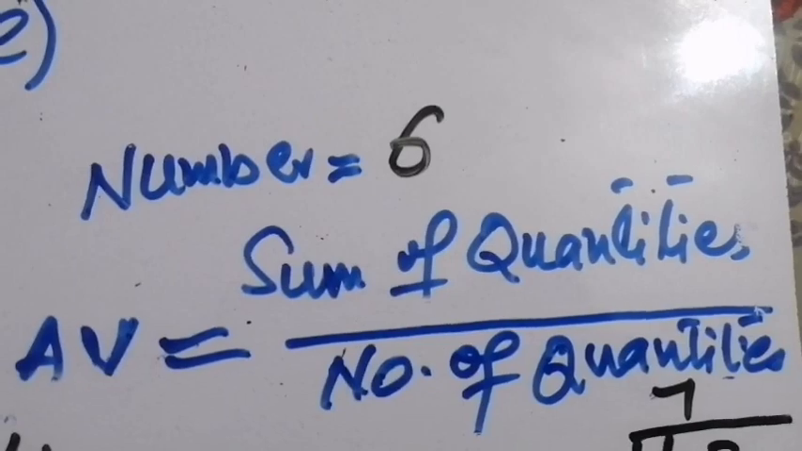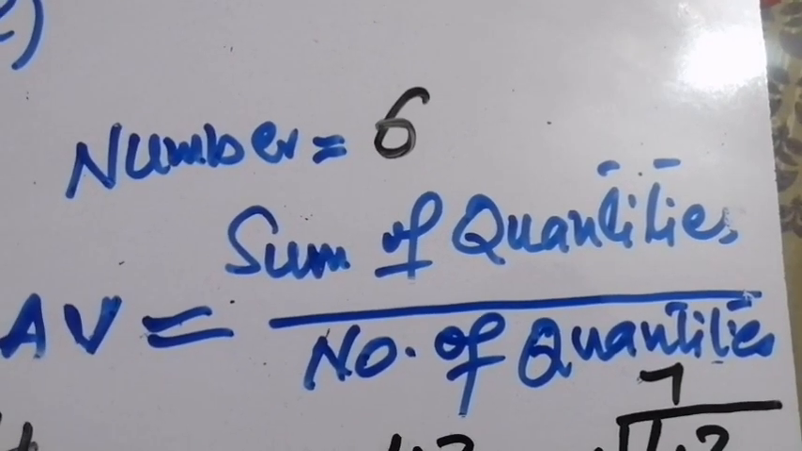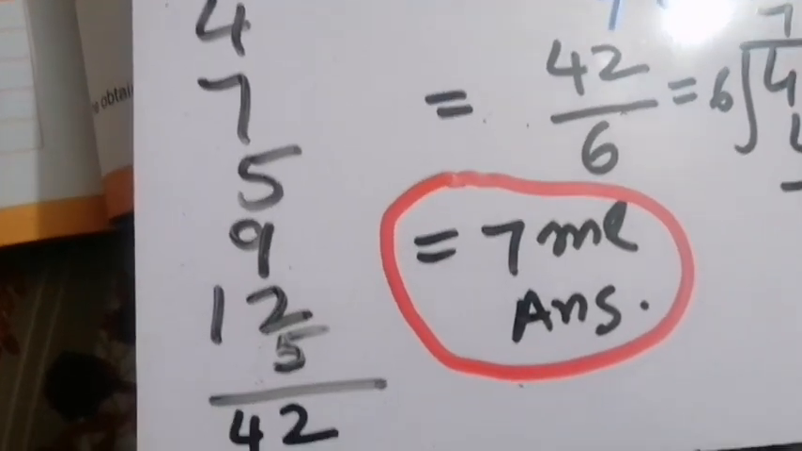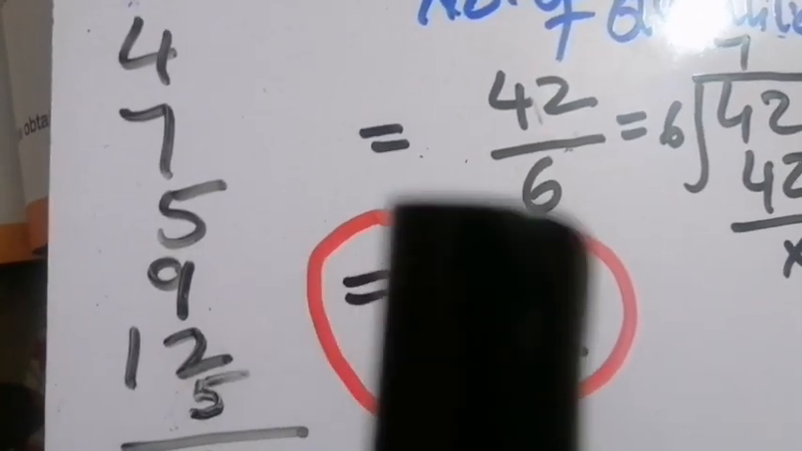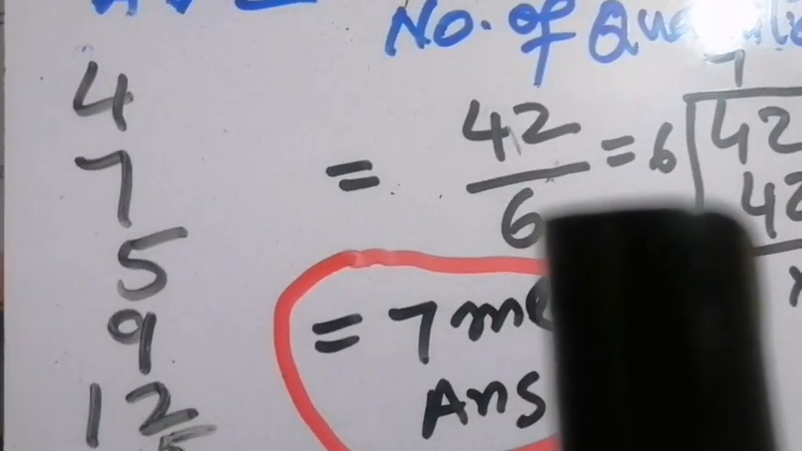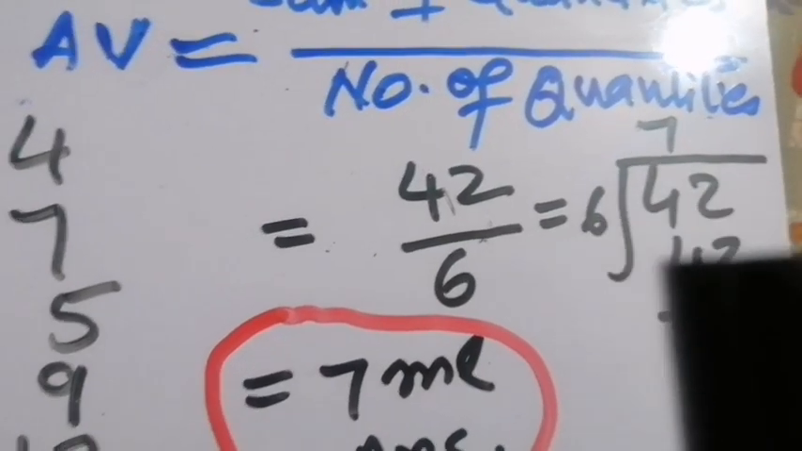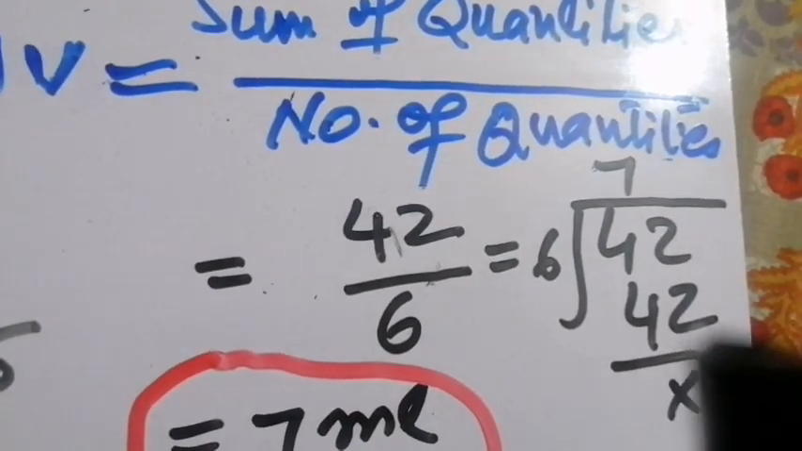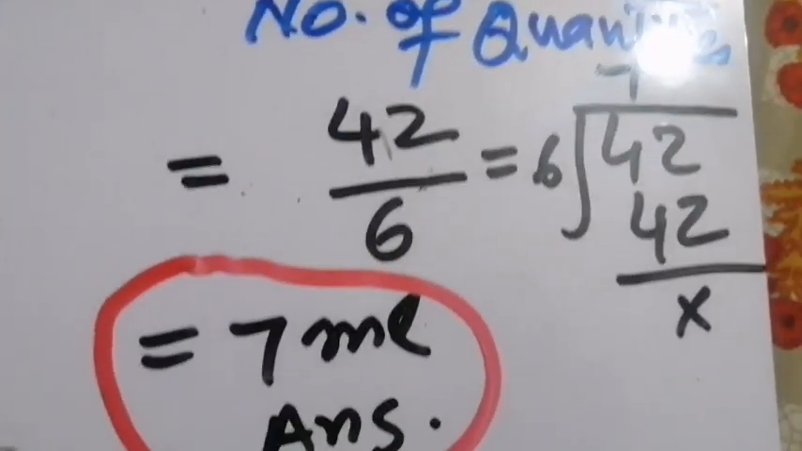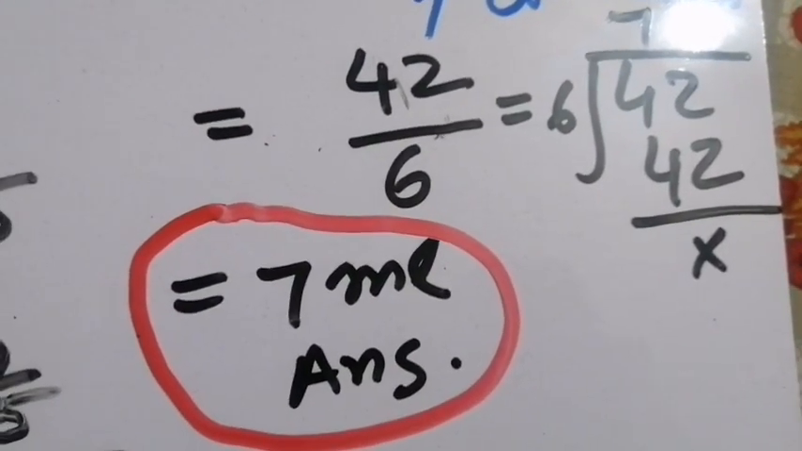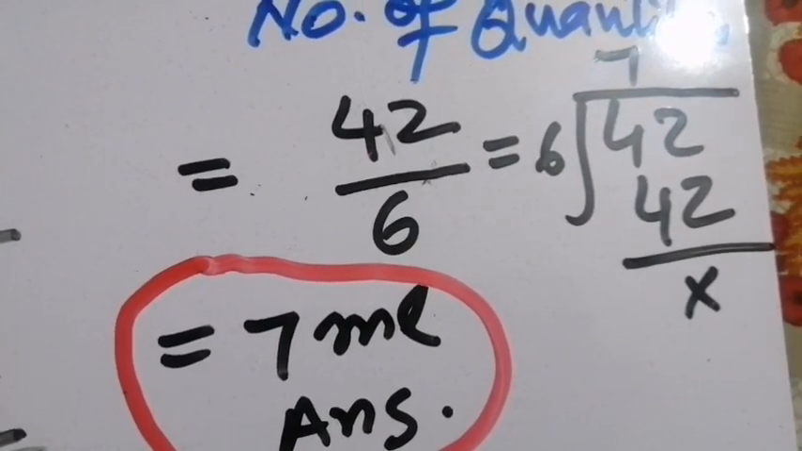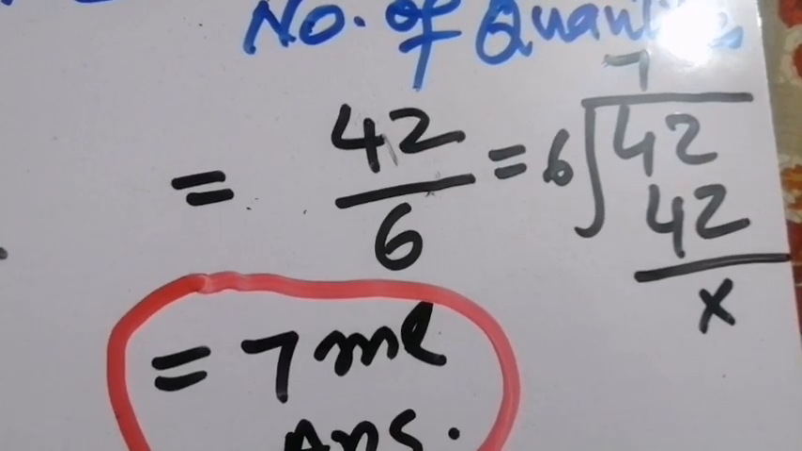The formula is the sum of quantities divided by the number of quantities. We make the sum of all these quantities, which is equal to 42. So the sum of quantities, 42, divided by 6, and when we divide it, 6 7s are 42. So our answer is 7 milliliter. So question number 1 we completed, and part E we have finished.